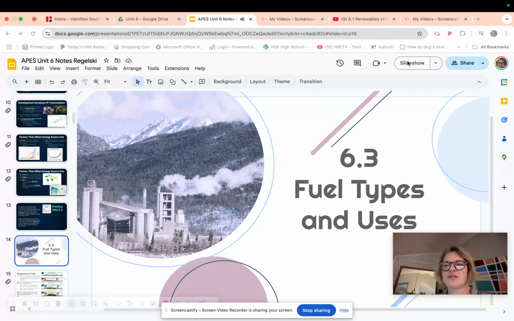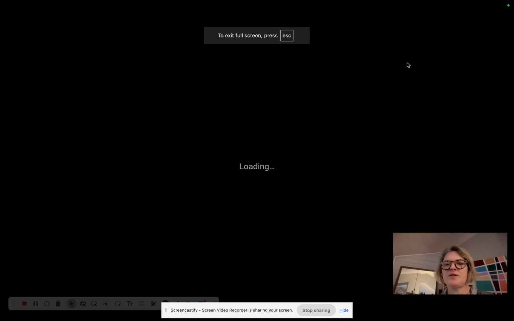Right. So this section, 6.3, is all about different types of fuel and the ways that we use those fuels.